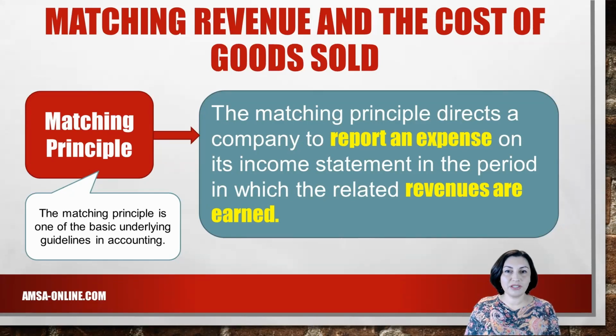It is one of the basic underlying guidelines in accounting. The matching principle directs a company to report an expense on its income statement in the period that related revenues were earned. We must determine that the sales revenue and the cost of goods sold relating to sales transactions that occurred near year-end are recorded in the same accounting period. If not, the revenues and expenses from these transactions will not be matched correctly in the company's income statement.